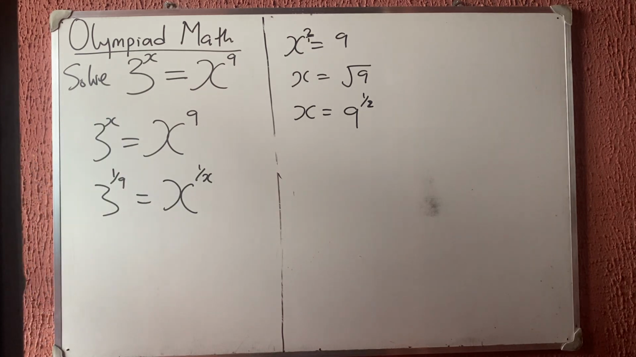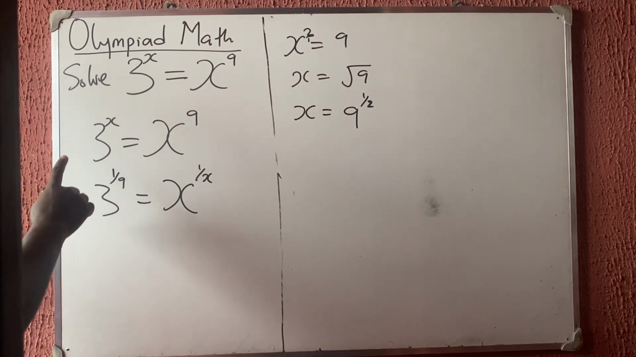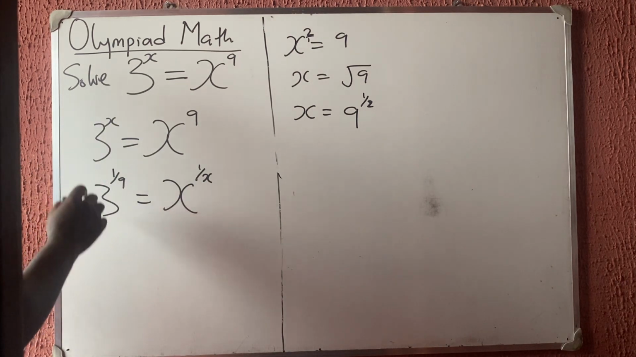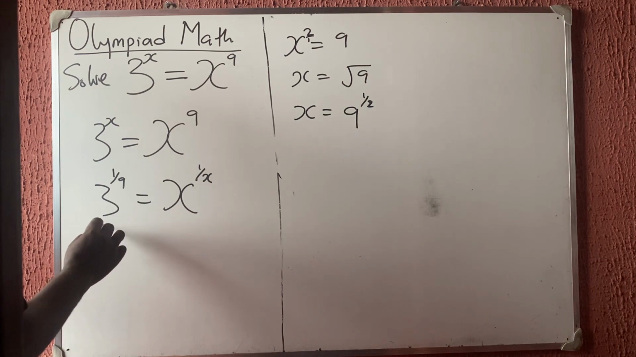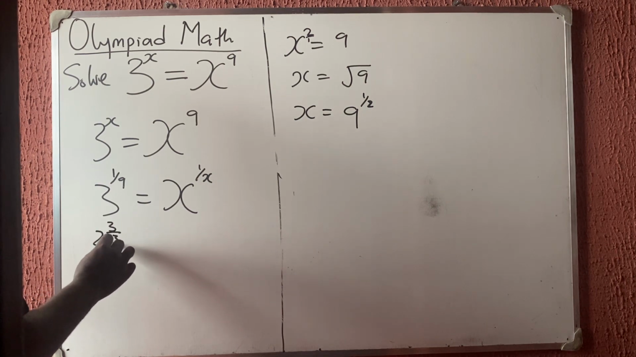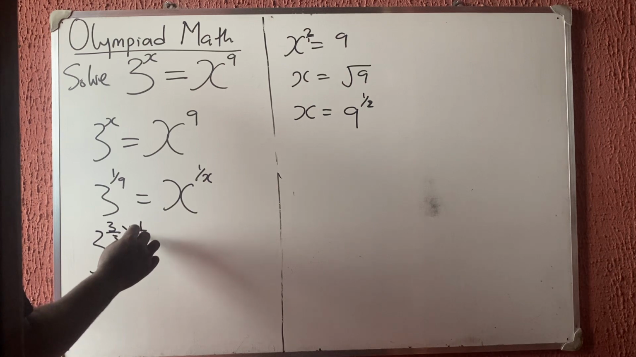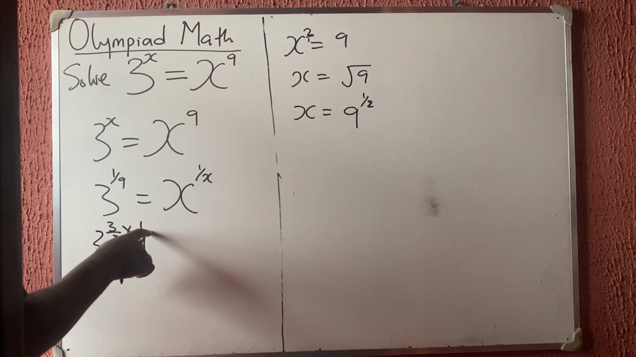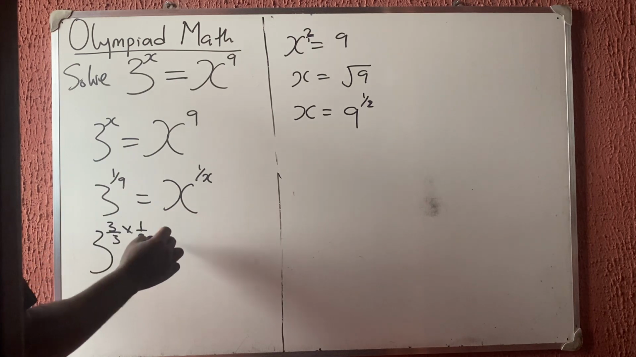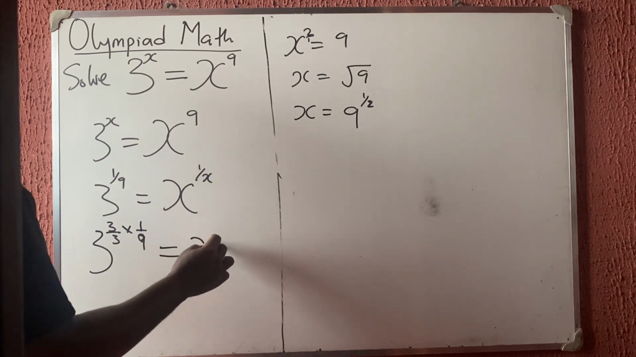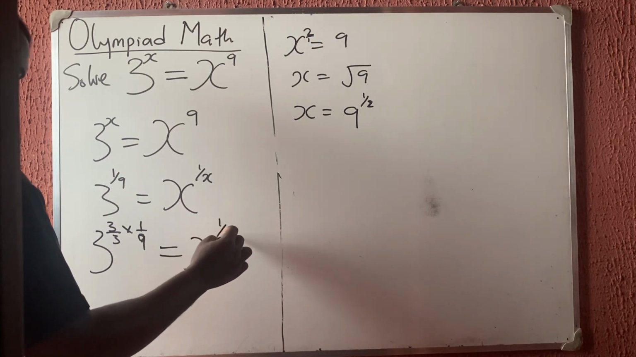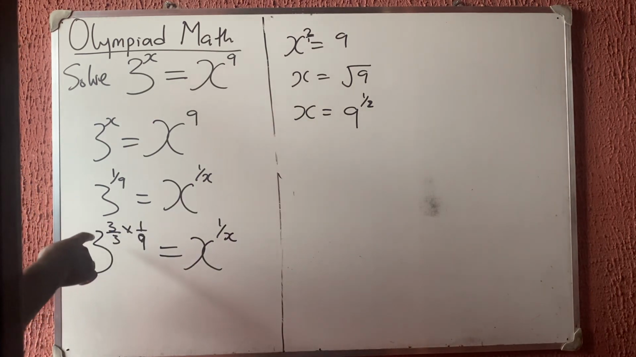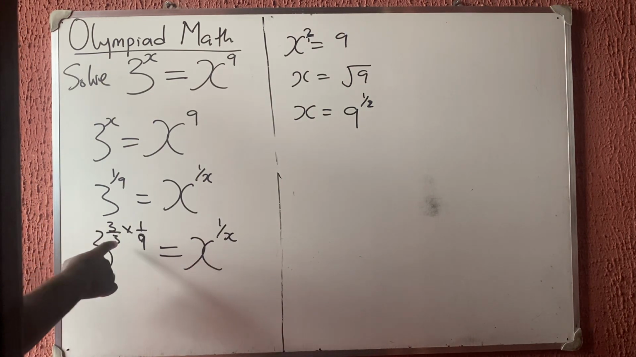All right, so you think of it now. Watch this now. If I say 3 raised to power 3 over 3 times 1 over x, 1 over 9. I hope you know that 3 over 3 is 1. So 1 times this is still the same thing as this. I did not change anything. Okay? Is equal to x raised to power what? 1 over x.